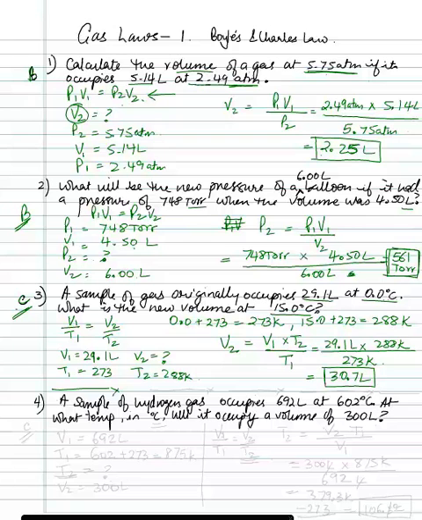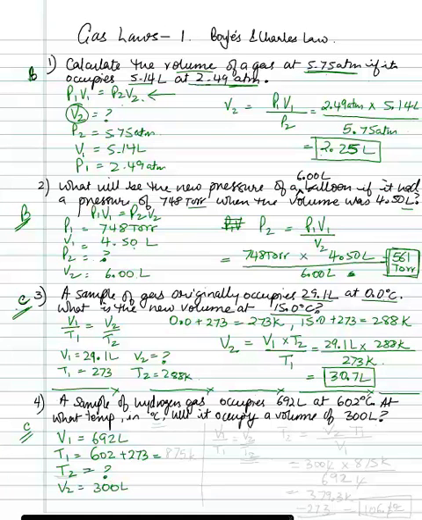Then let's go ahead and do another one. Here the question states, a sample of hydrogen gas occupies 692 liters. So if you want, we can go ahead and start writing the numbers themselves. So volume 1 is 692 liters at 602 degrees Celsius, so temperature 1 is 602 plus 273, that will give us our Kelvin. At what temperature, which means T2, will it occupy a volume of 300 liters? So volume 2 is 300 liters.